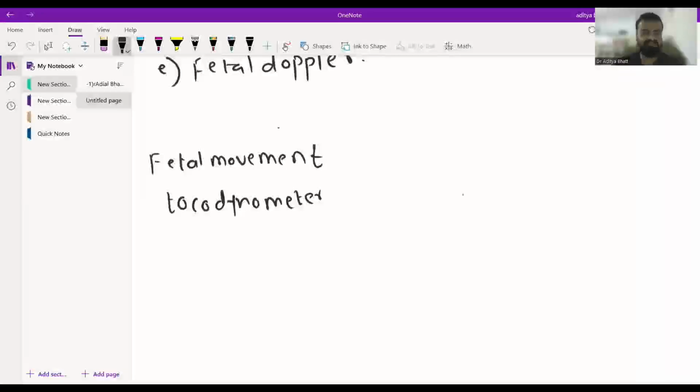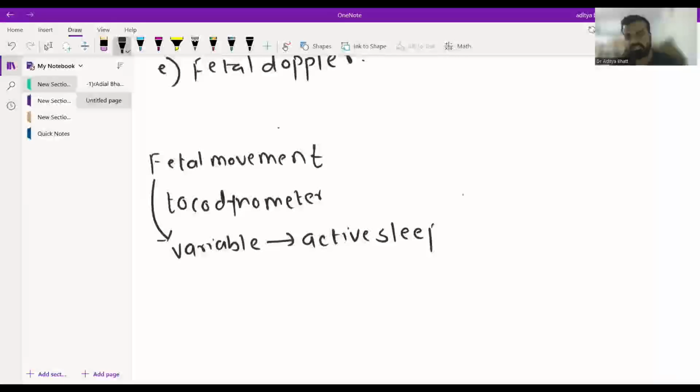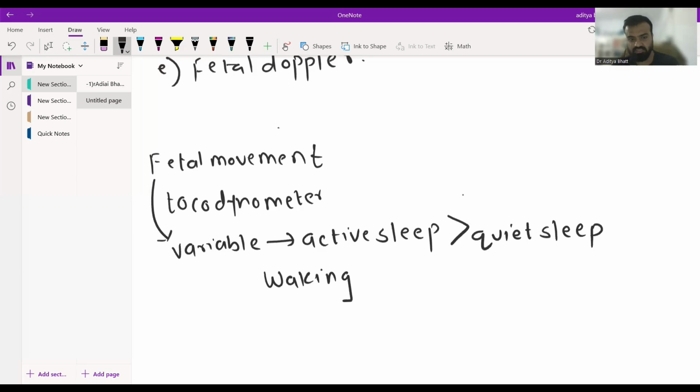Now, fetal movements are very variable and they have a poor predictive value because the majority of the time the fetus is in active sleep. Active sleep is the most common state that the fetus is in, followed by quiet sleep or deep sleep. Very rarely will you see a fetus in the waking state. It is rare, though it is not never seen.